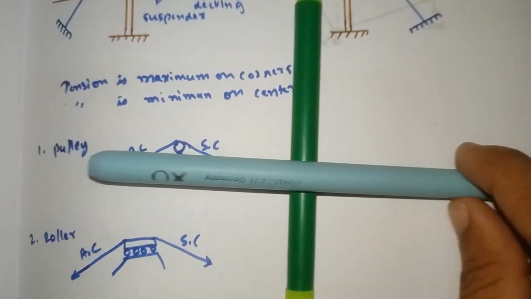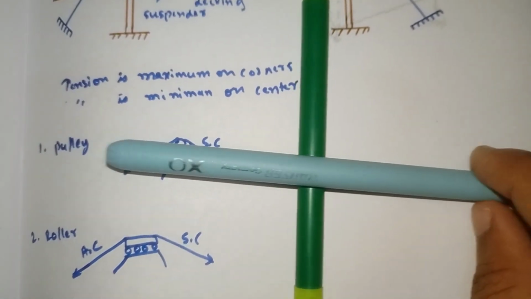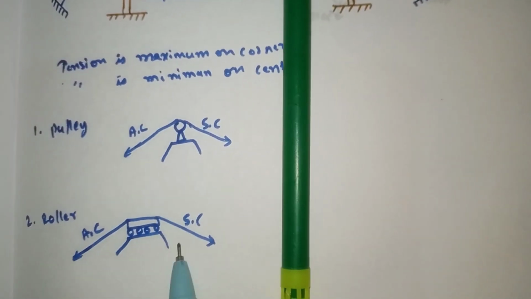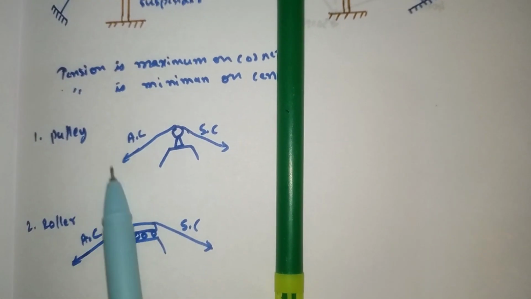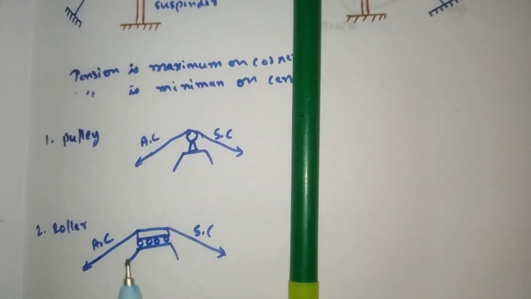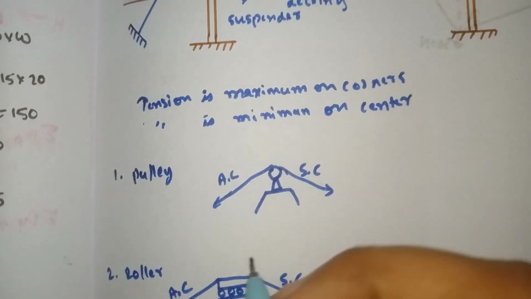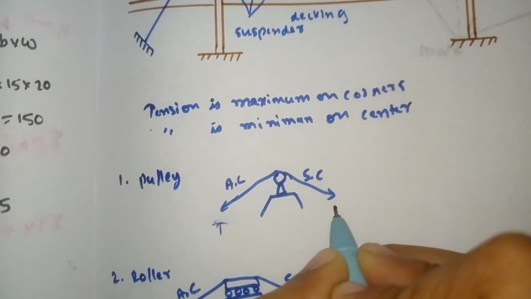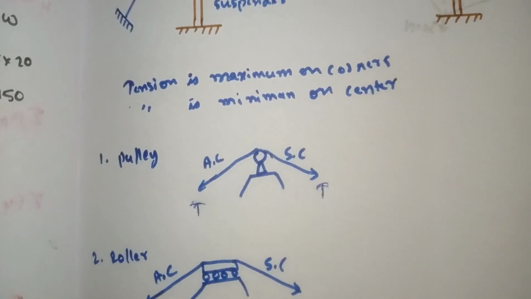It will move like this. So because of this, the generation of tension on the roller side will be different. Here on pulley support, the generation of the tension on both sides will be the same. So I will show now. In this case, the tension on both sides will be the same, call it T and T.